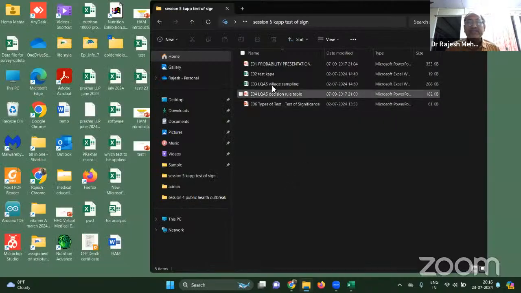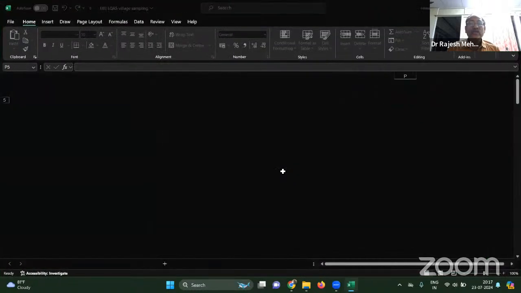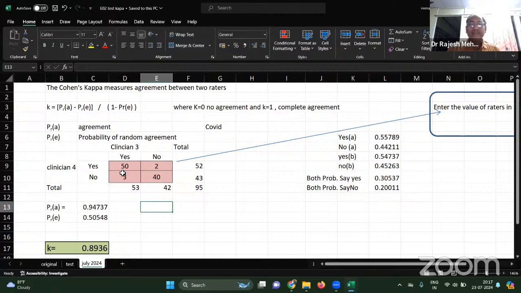This also we have seen, and in 2 minutes we'll see this, that you should try to do this figure, the kappa test. You should take the analysis from Epi Info. How can you get the Epi Info data?